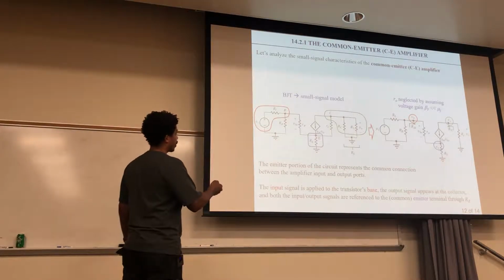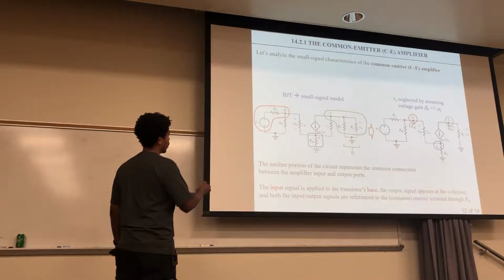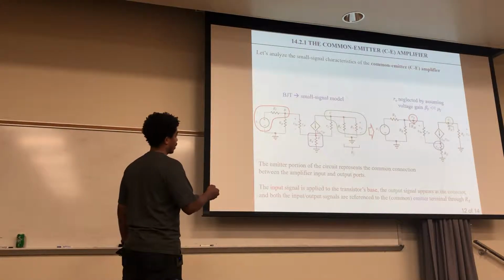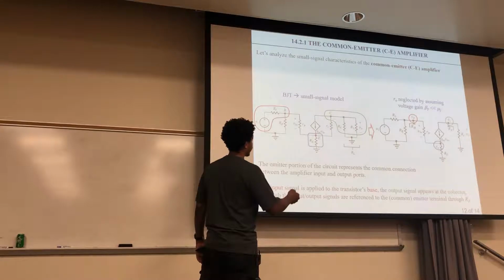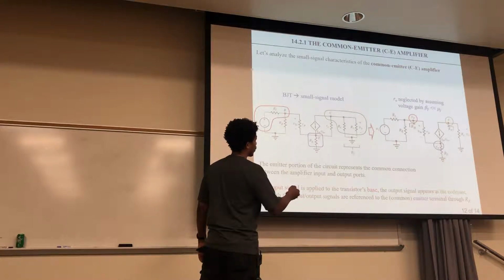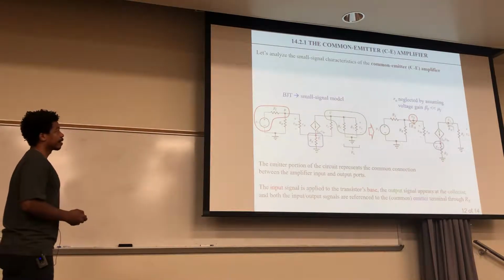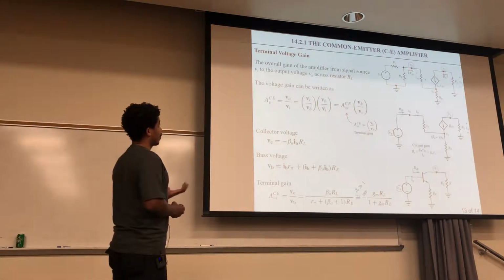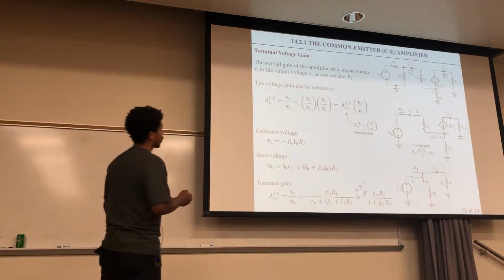Okay, so the output is from your collector, and the input is for the base, and then you have your emitter, and that goes through your RE, and that's how they're all related to, they're all common right there. And so these right here are going to be these right here, where you have your voltage VB, your voltage VC at your collector, and your voltage E for your emitter. And then, if you want to look for your terminal voltage gain, that's this right here.